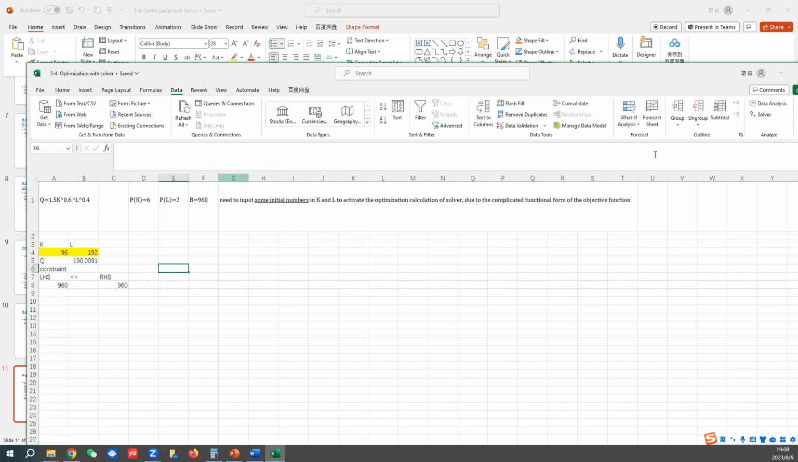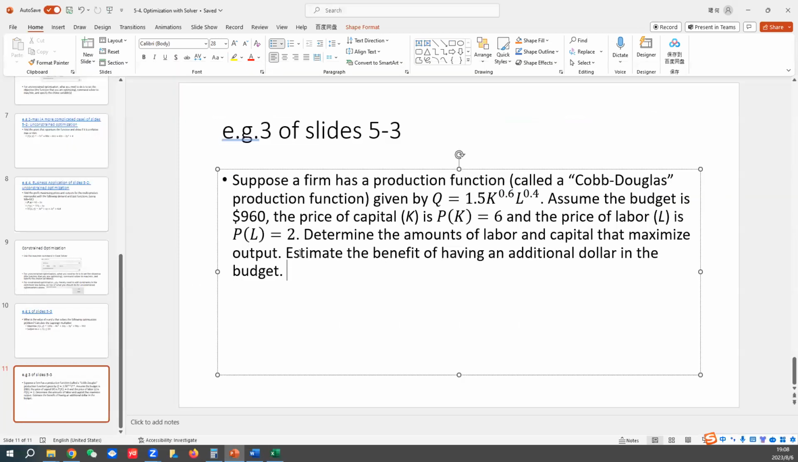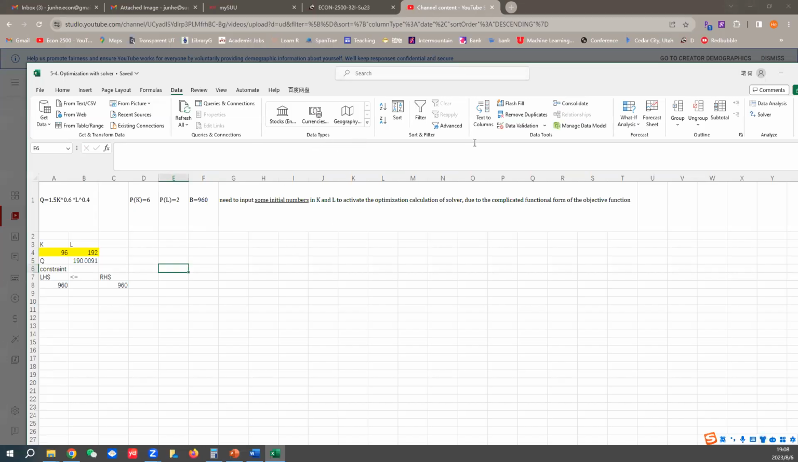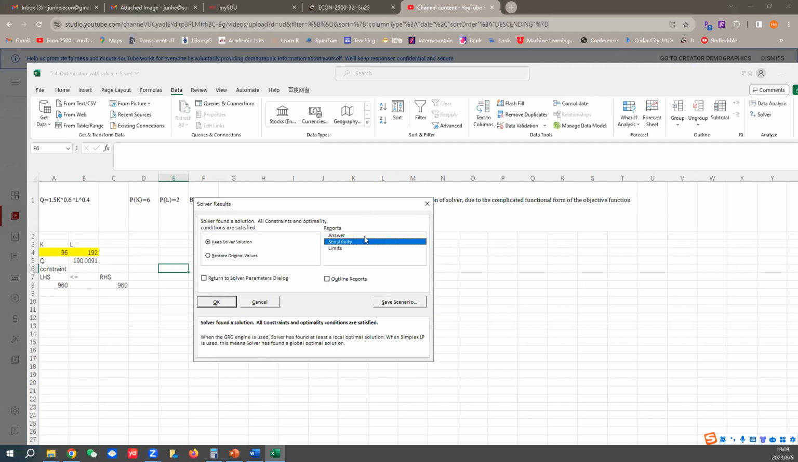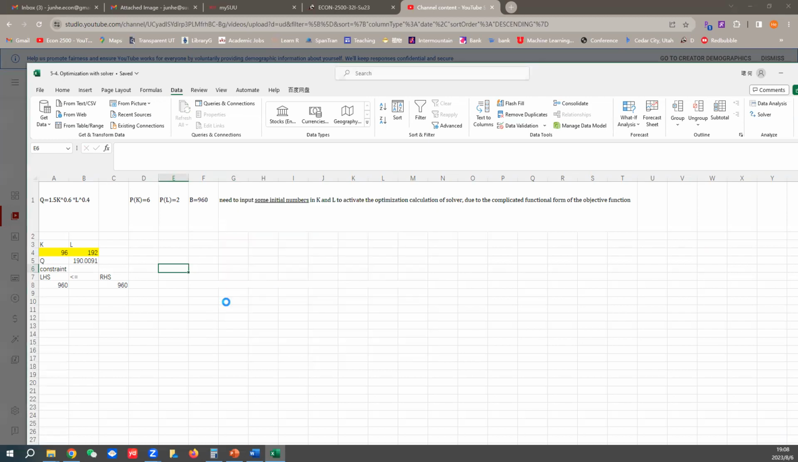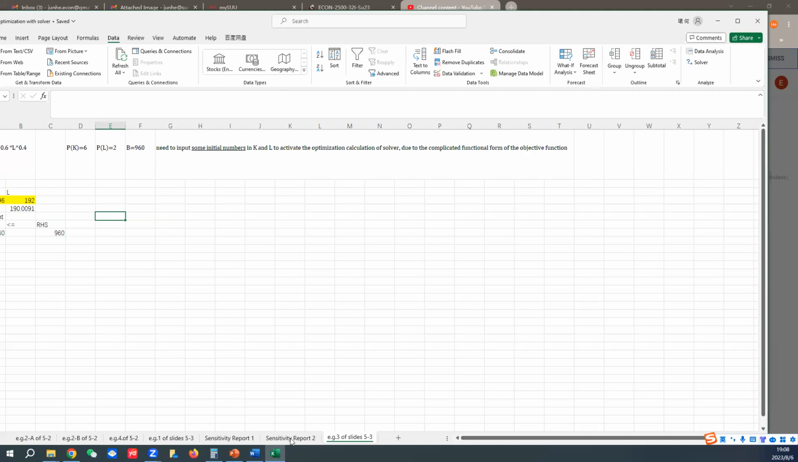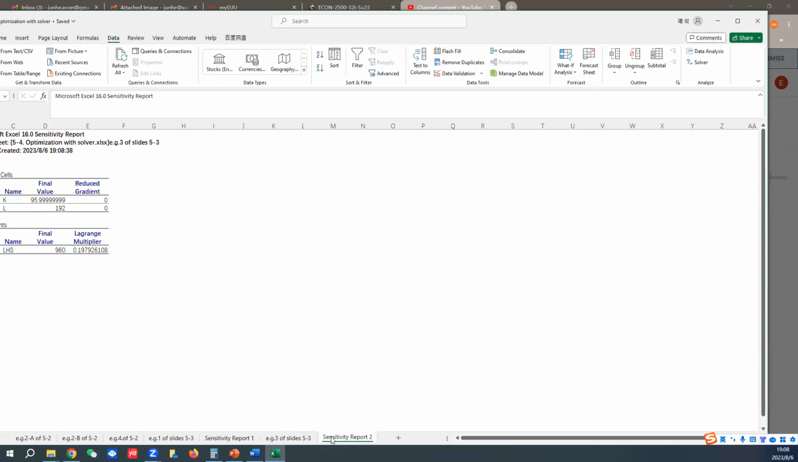It is also asked to estimate the benefit of having an additional dollar in the budget, which is the value of the Lagrangian multiplier, or the shadow price, or lambda. So after hitting solve, we let it report sensitivity reports. In this case, we have sensitivity report 2. Usually Excel puts this ahead of the worksheet. What I like to do is put this after the worksheet, and I would suggest you also rename it.